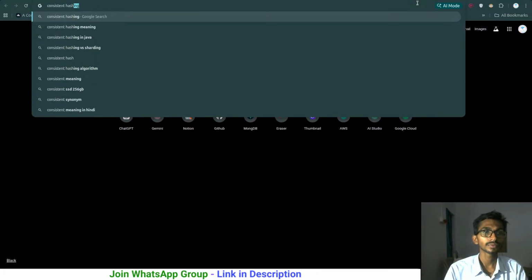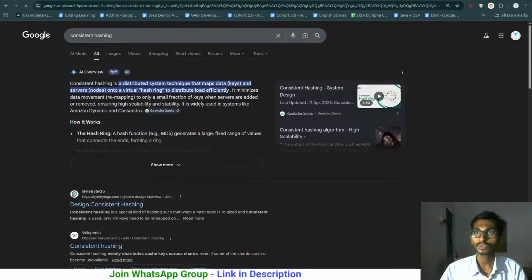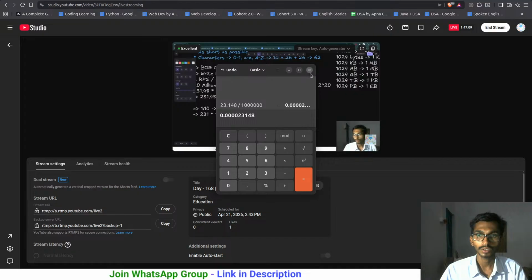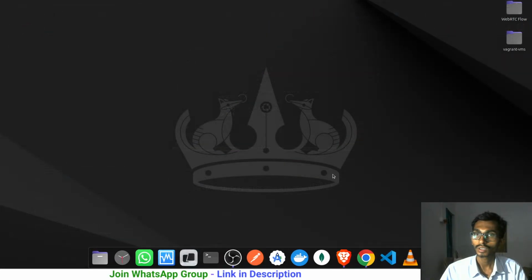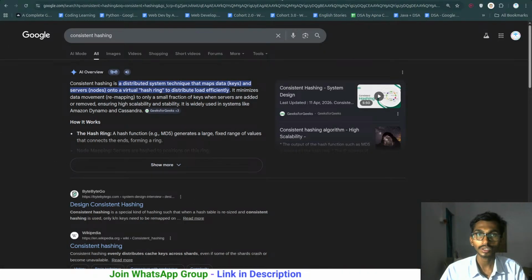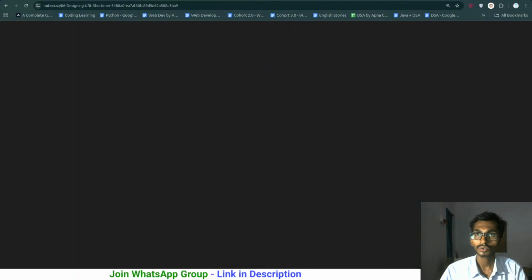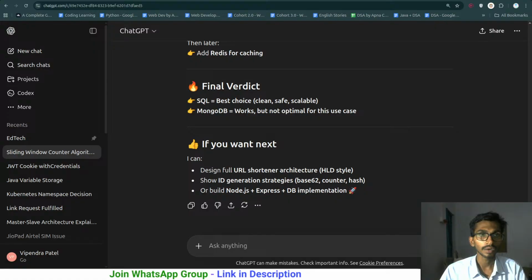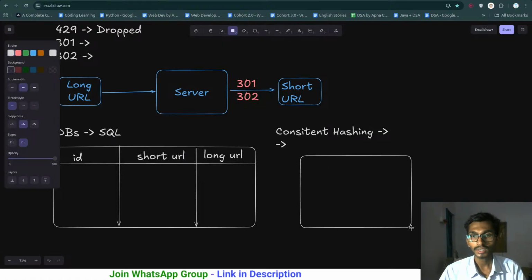I can search it online anyway. Consistent hashing. Ultimately what you do over here, wow, close this, so many of them are open. Okay, coming back to this one, I was just simply talking about consistent hashing. Close this, and this as well.